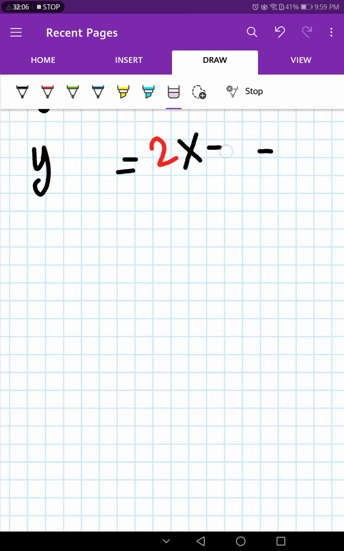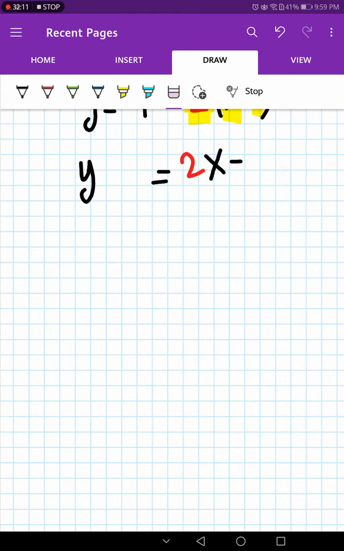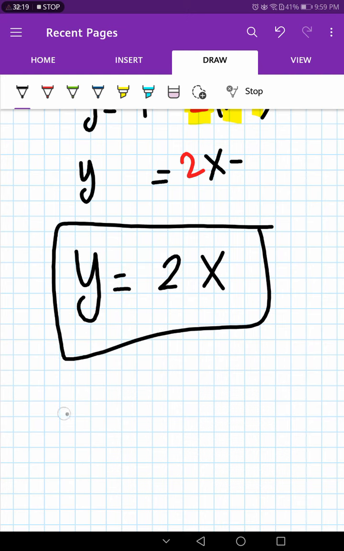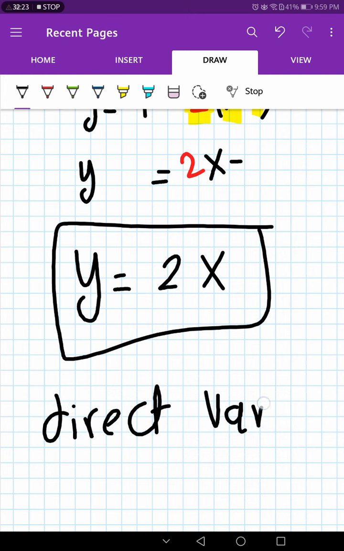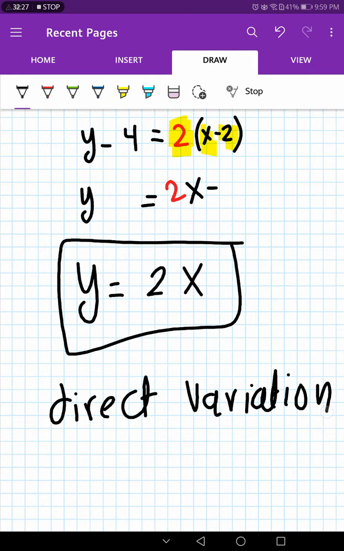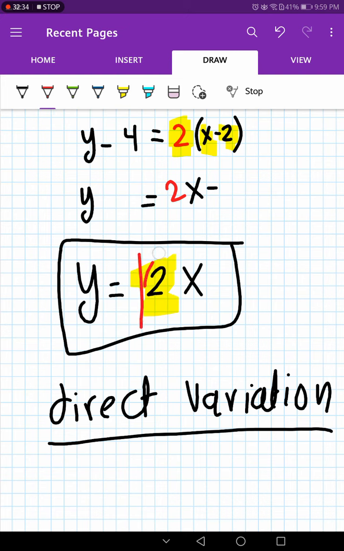I erase them. So y equals 2x, and this is what? A direct variation equation, because k here is 2. The k is equal to 2.